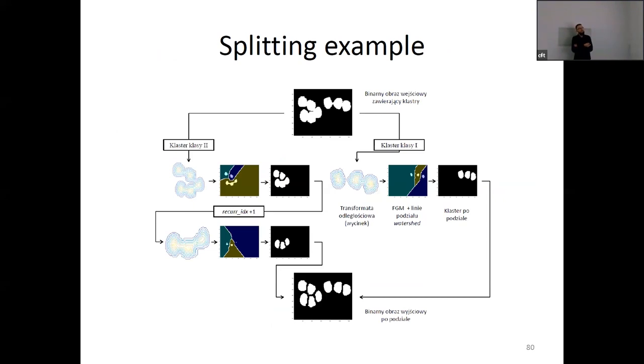And this is the example of splitting. So we have two clusters here. One is split after one going through it. And the other one needs recurrence implementation to really split the whole cluster into separate cells. As you can see, the results are quite good.